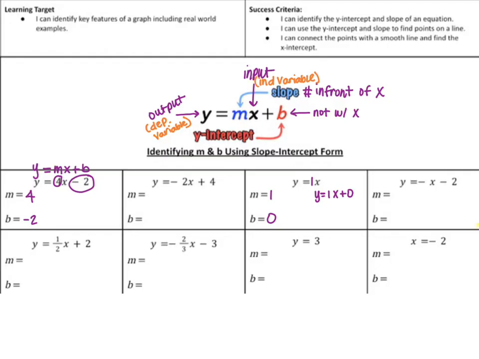Let's look at the one right next to it where it says y equals negative x minus 2. Okay, negative x. Well, negative x, how many x's do we have? 1, right? There's a negative sign in front of it, but we can put that 1 in place, which means this time my slope is negative 1. Don't forget the sign in front of it. So if you see negative x, that means the slope is negative 1. My y-intercept is still after the x, negative 2.